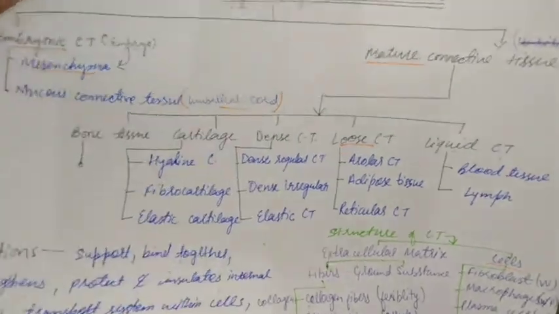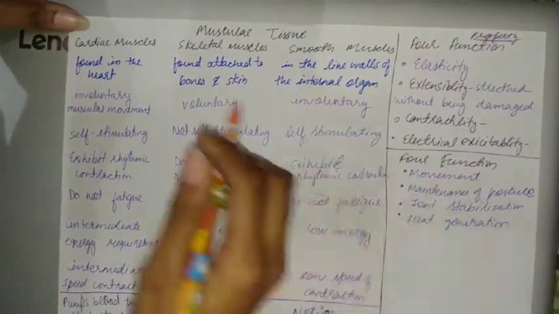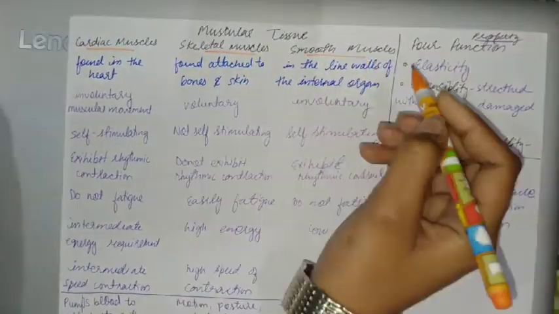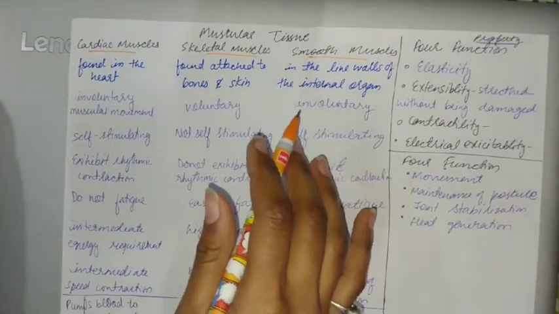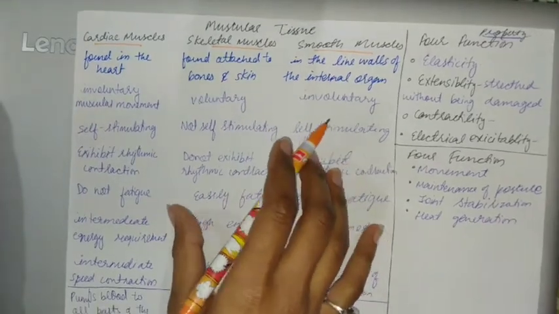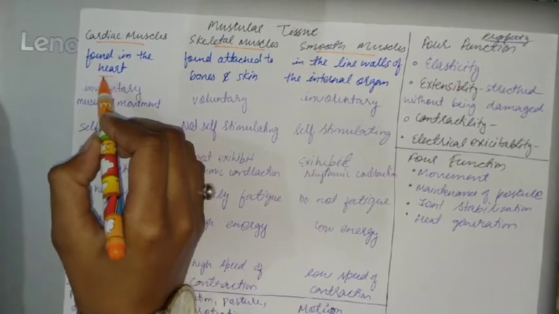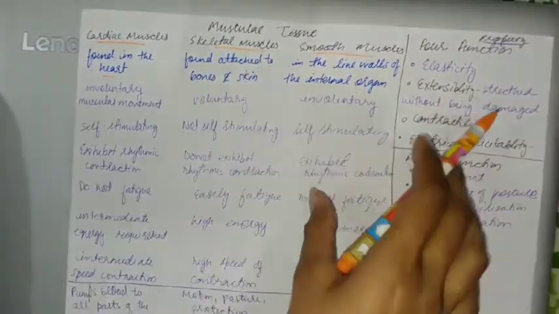Let's move to muscular tissue. Muscular tissue is of three types: cardiac, skeletal muscles, and smooth muscles. We talk about its location. Cardiac muscle is found near the heart, or it is also known as heart muscle. Skeletal muscle is found in bones and skin. It is attached to them.